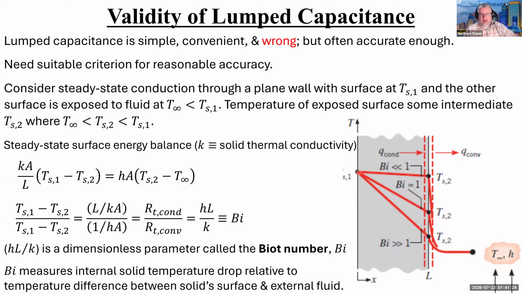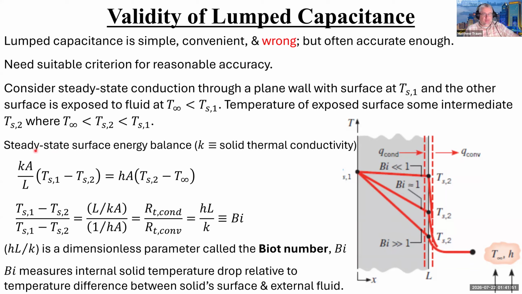T infinity is definitely less than T surface 1, right? So you've basically got a temperature profile where the temperature is dropping through this solid object from x equals 0 to x equals L. This surface is exposed, and it is not going to be at T infinity. It's going to be at some intermediate temperature, which we call TS2. And so T infinity is less than TS2 is less than TS1. So it's cold here, it's warm here, it's hot here.